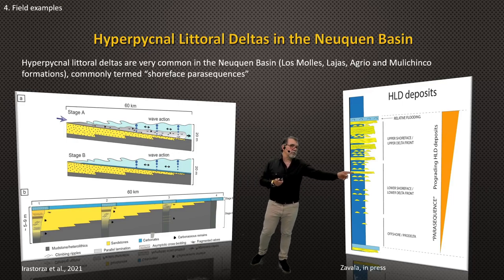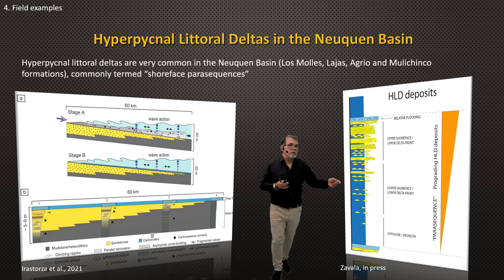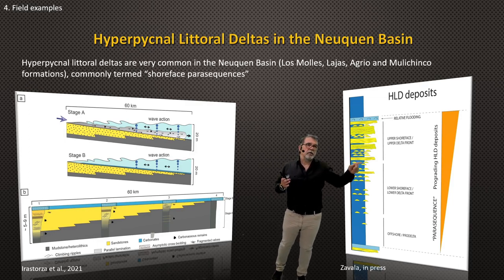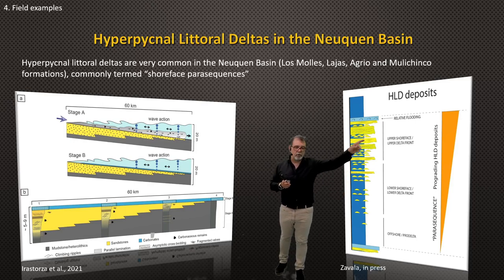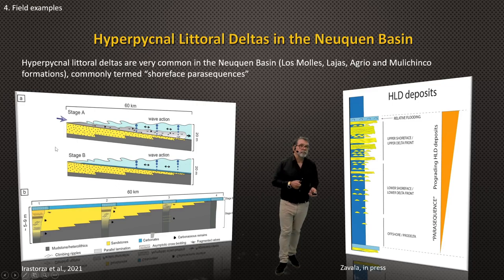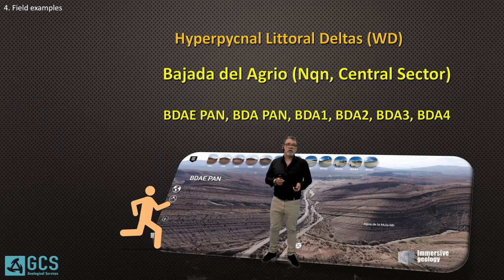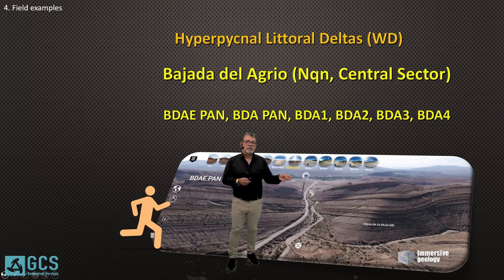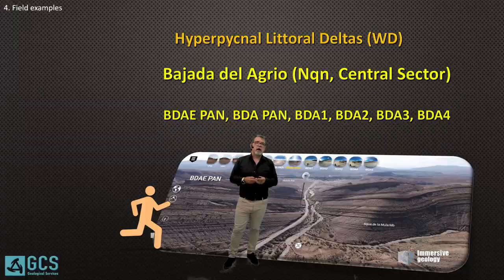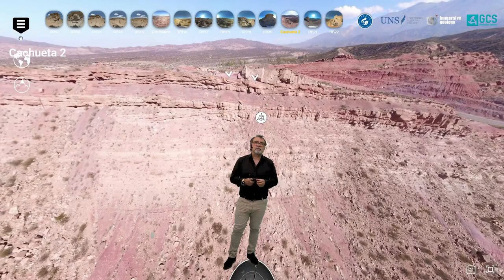Typically, during these periods in which we have a lot of supply of fresh water, some continental or inner continental or marine basin can become more brackish. So you can have changes in salinity also. Okay, let's go to the field and see some examples of these hyperpycnal littoral deltas.